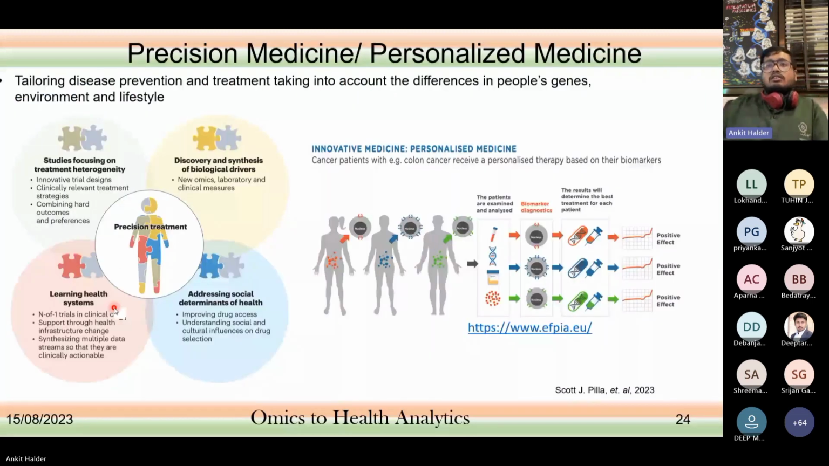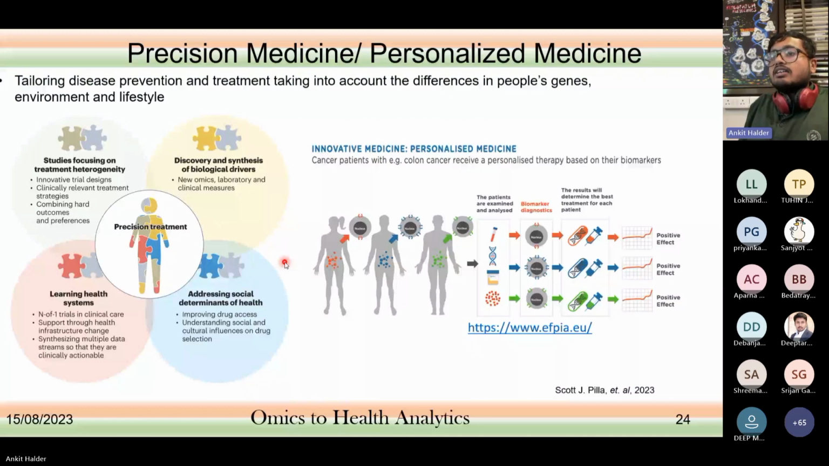This is the concept of precision medicine or personalized medicine, which helps you tailor disease prevention and treatment, taking into account both genetic changes and the lifestyle-associated changes. This is what we are aiming for, and what we are looking for to go forward.